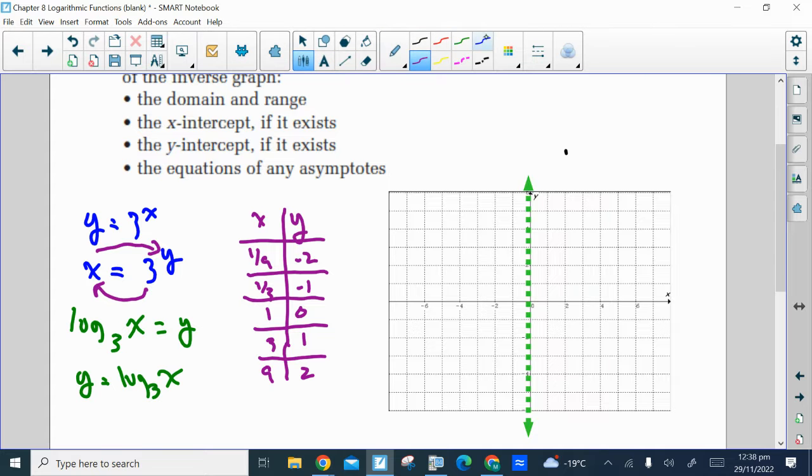So if I put my points on here, I've got the points 1/9, comma, -2. I've got the point 1/3, comma, -1, 1, comma, 0, 3, comma, 1, and 9, comma, 2 would be approximately right there. Again, the y-axis is a vertical asymptote. So that's what the graph of that logarithmic function looks like.